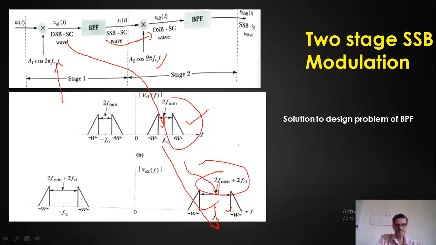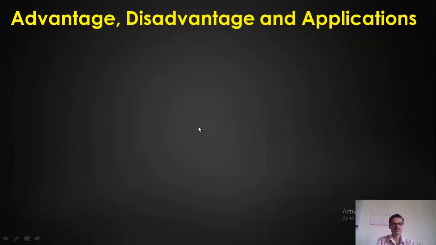So in this case, very easily I can design a practical band pass filter and select any one of the sidebands, maybe the upper sideband or maybe the lower sideband. Hence you can say that this problem of designing the band pass filter is avoided or overcome by using two stages of SSB modulation. Now we will understand what are the advantages, disadvantages, and applications of SSB, single sideband transmission.